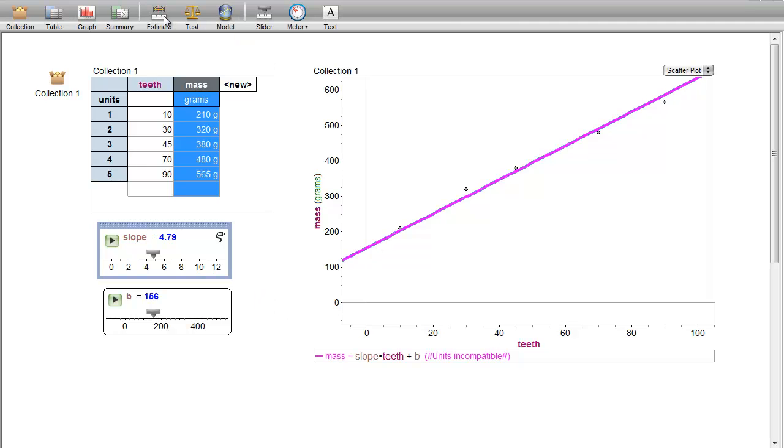And as of right now, the equation of this line is mass equals 4.79 teeth plus 156. We'll talk more about units in another video.